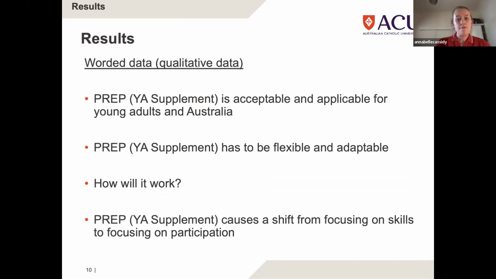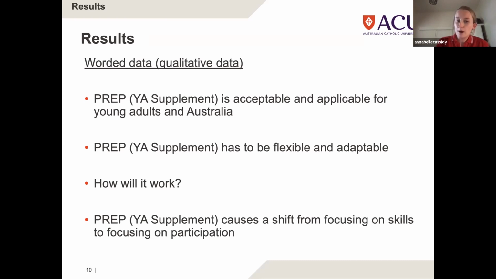So what we found out from all of those interviews and group interviews and the surveys is that participants agreed that PrEP is an acceptable and applicable intervention for young adults living in Australia. There were a few reasons why our participants thought PrEP could work. They included: PrEP helps young adults achieve meaningful goals. PrEP helps with finding new ways to do activities. It provides opportunities for meeting new people and trying new things. It can help with increasing confidence, motivation, and independence, which allows participants to step out of their comfort zone and learn new skills which can be used in the future.